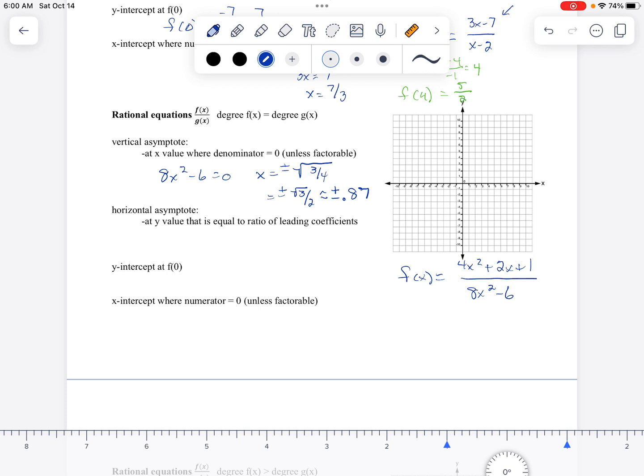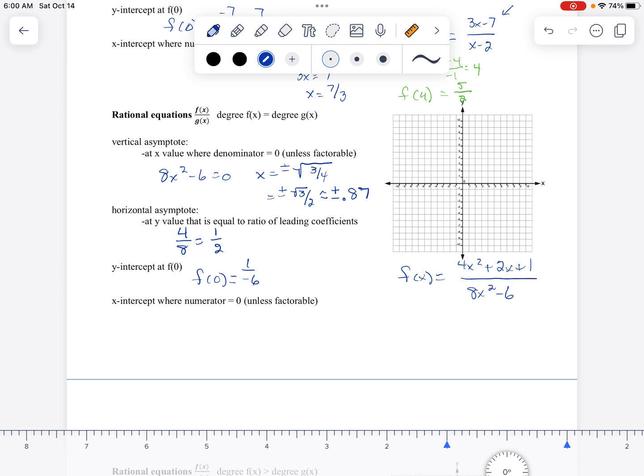How about the horizontal asymptote? Well, the horizontal asymptote is again at the y value that is equal to the ratio of the leading coefficients. If you want to divide it out, you can. It's too much work. Just look at the ratio of the leading coefficients, 4/8 or 1/2. My y-intercept, just plug in 0 for x. So f of 0 is going to be 1 over -6.